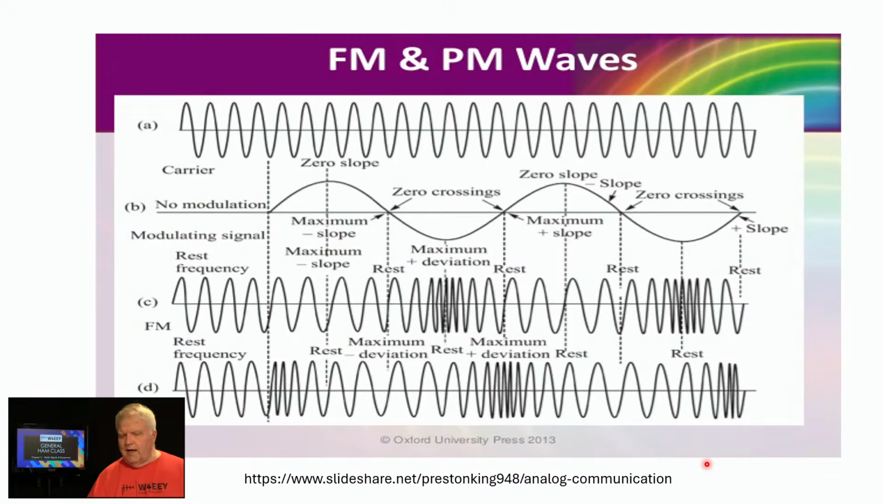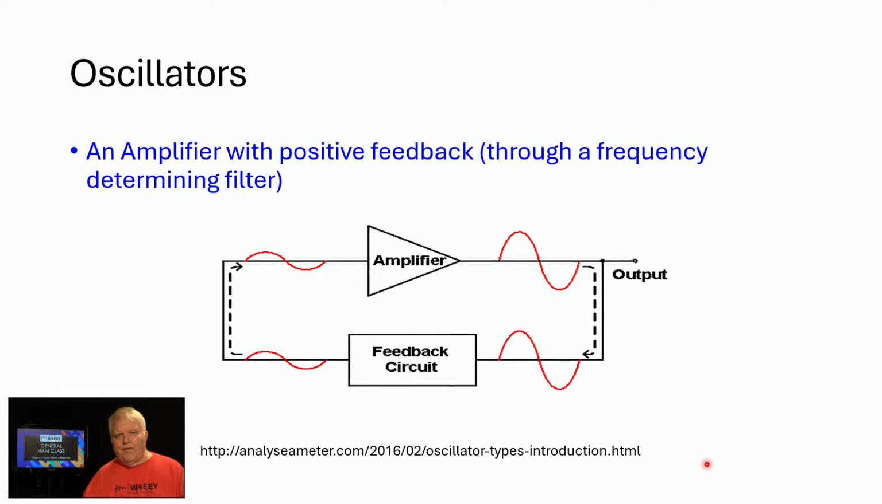We're just doing kind of an overview of that right now. And so here's a chart with FM and PM waves. It's kind of hard to tell the difference. They look very much the same. All right, we mentioned oscillators. You might remember from the technician class that oscillators are an amplifier with positive feedback through a frequency determining filter. And it's this frequency determining feedback circuit or filter that determines at what frequency this stage will oscillate and output, in this case, a sine wave.